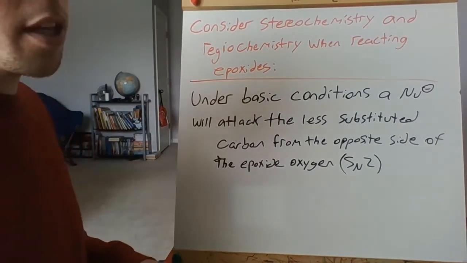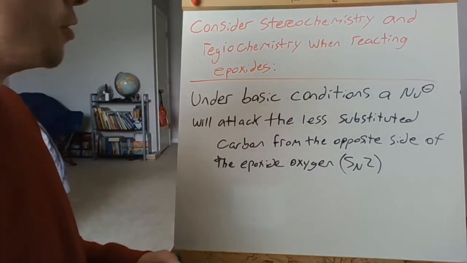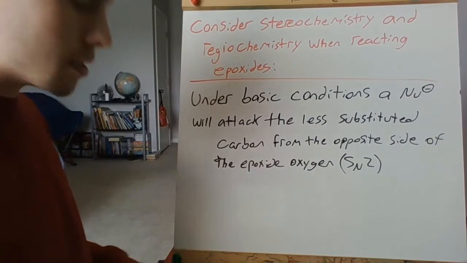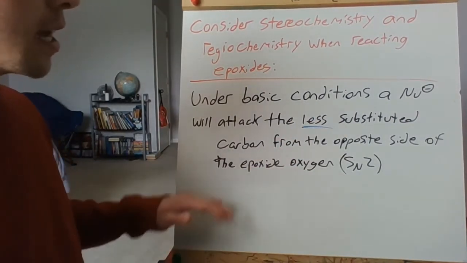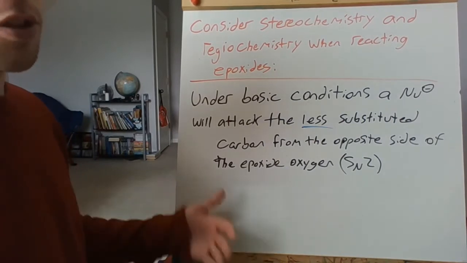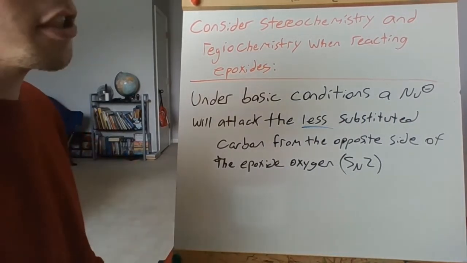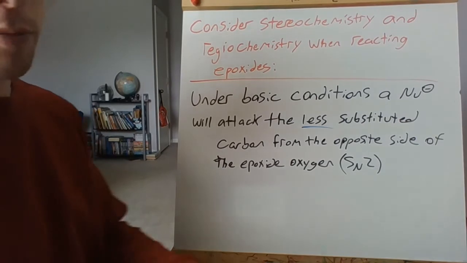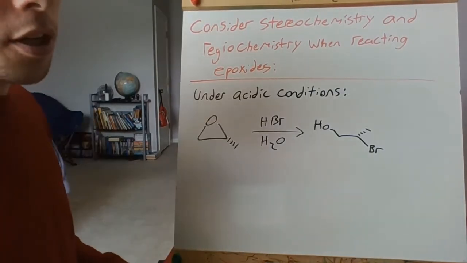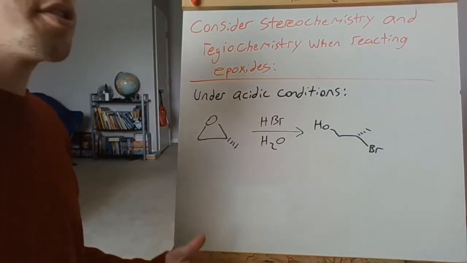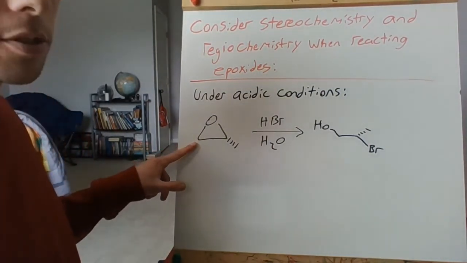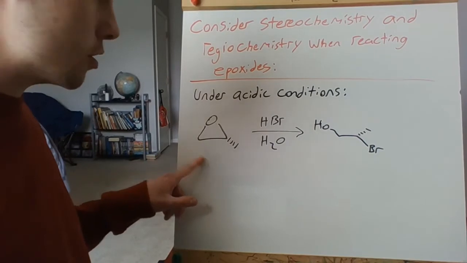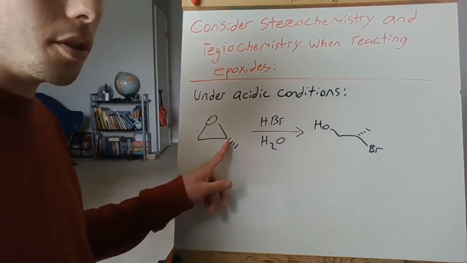So keep in mind that under basic conditions, a nucleophile will attack the less substituted carbon from the opposite side of the epoxide oxygen. So that's our leaving group. And so we get an SN2 reaction, inversion of stereochemistry. Under acidic conditions, we get the opposite reactivity. So basic conditions attack the less substituted side. Acidic conditions, we're going to attack the most substituted side.